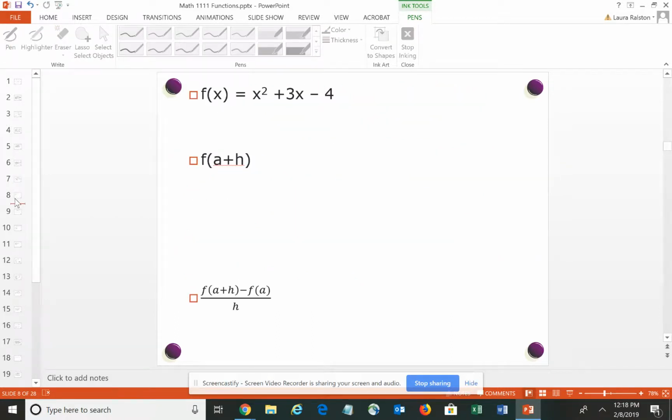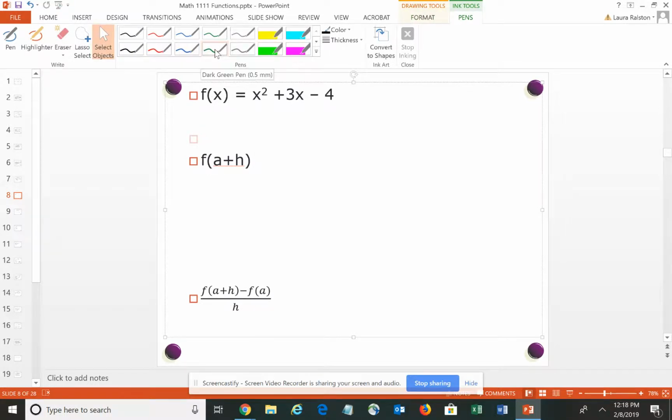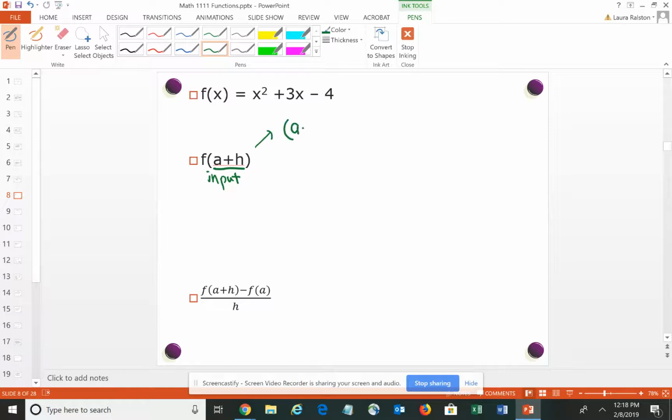Okay, a couple more. You could also be asked to use an expression instead of using a value or just a letter. There could be an expression like A plus H. So in this case, they want us to substitute A plus H. That's our input, and it goes in place of X. So we would have A plus H squared plus 3 times A plus H minus 4.